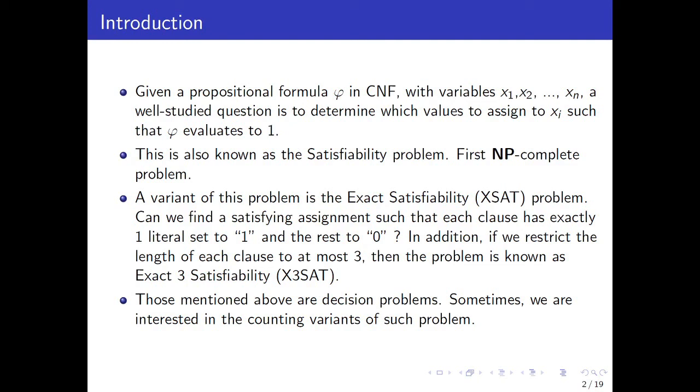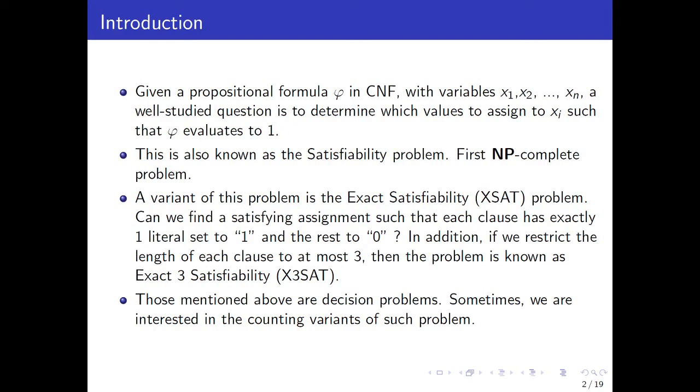So, given a propositional formula phi in conjunctive normal form with variables x1 to xn, a well-studied question is to determine what values I can assign to each of these xi such that phi evaluates to 1. This is also known as the satisfiability problem, or SAT. This is the first NP-complete problem, as shown by Cook in 1971. Because of its importance, many other variants of the satisfiability problem have also been studied.